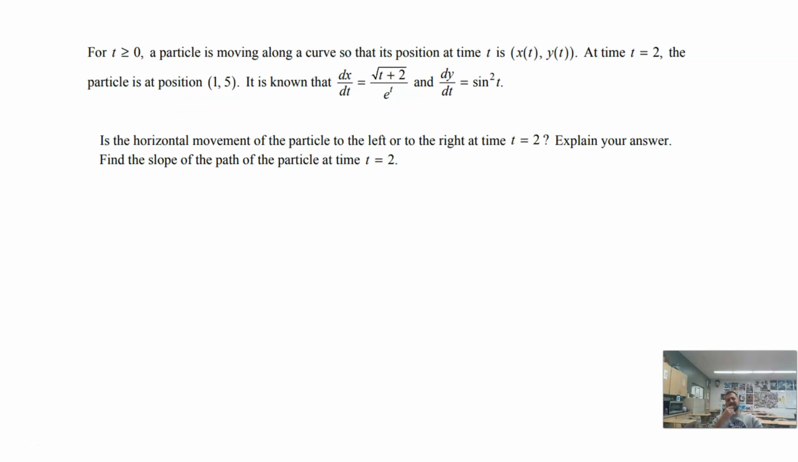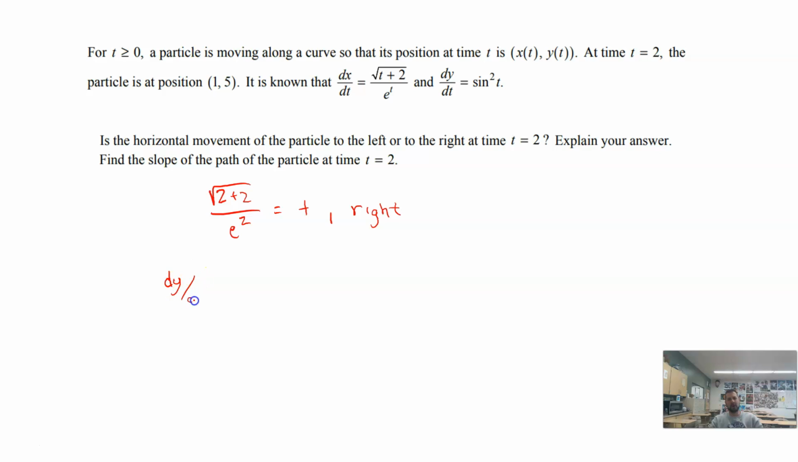So the first one wants to know, is the horizontal movement of the particle to the left or to the right at time t = 2? Well, in order to do that, all you have to do is plug 2 into dx/dt, because dx/dt tells us if we're moving right or left. dy/dt is the one that moves up and down. So when you plug that in, you get a positive number. And it doesn't even matter what that number is, it's just that that number is positive. So that means that we are moving to the right. That was easy enough. So this explanation right here is good enough, that number is positive, so it's moving to the right.